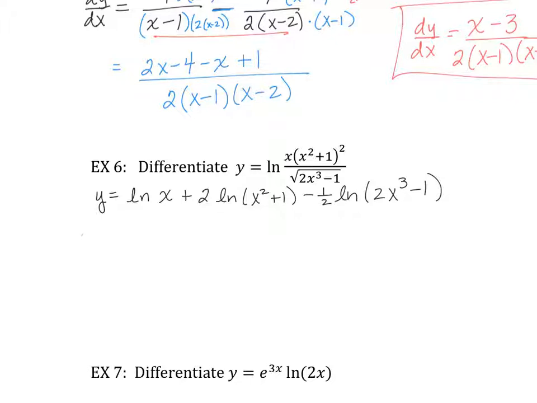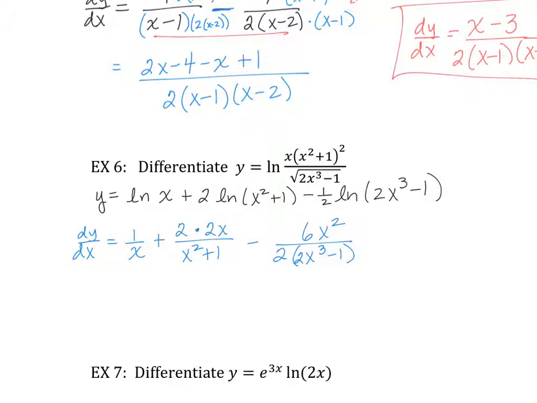Now I'm just going to take the derivative of everything. So dy dx, natural log of x is the easy one, 1 over x. Here, 2 comes along for the ride. I put x squared plus 1 on bottom. I have to multiply by the derivative of the bottom, so my u prime, that would be 2x. Likewise here, this 2 comes along, and I would have 2x cubed minus 1. The derivative of 2x cubed minus 1 would be 6x squared. And let me just clean all that up.